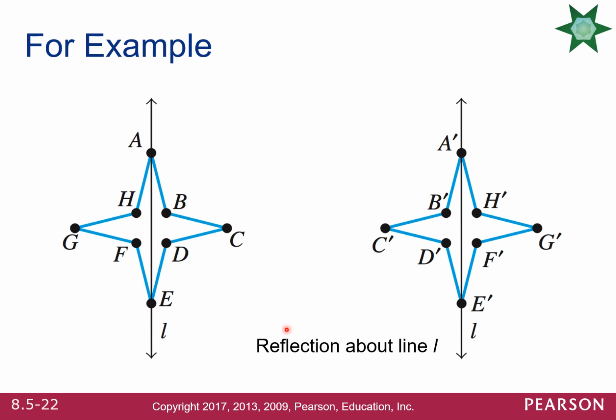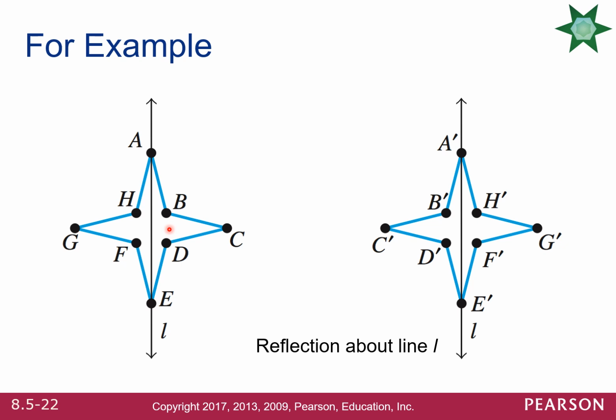So this is how reflection about line l looks like, an example of that. We have a star-shaped polygonal figure labeled A, B, C, D, E, F, G, H, and the line of symmetry, or the axis of symmetry, passes through the points A and E.